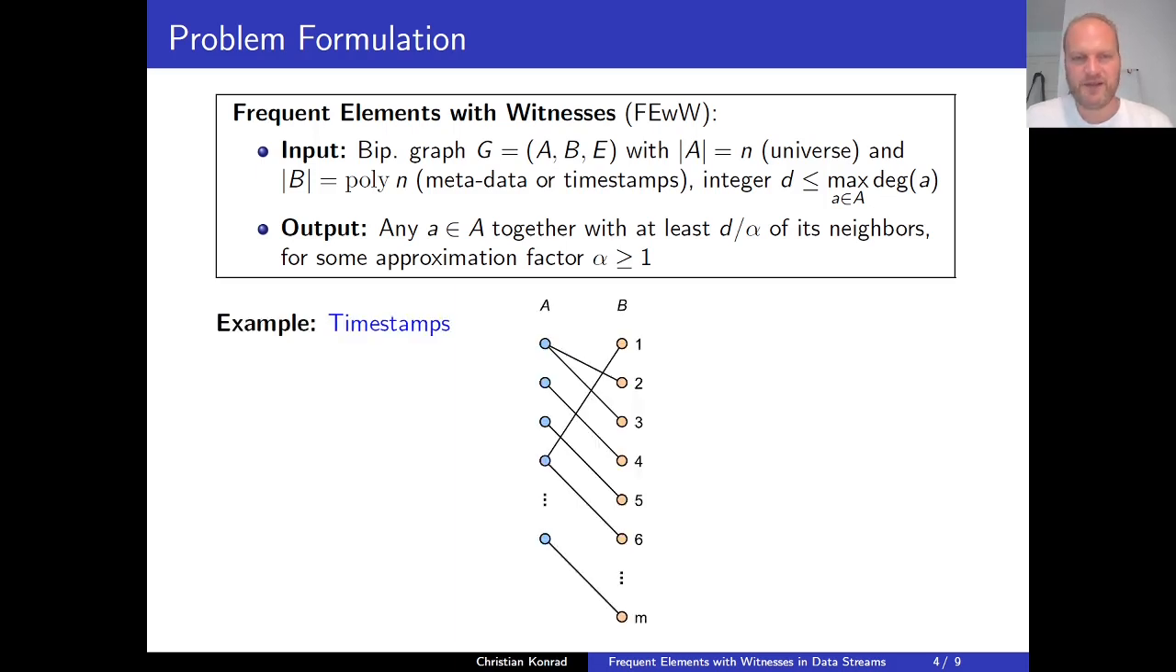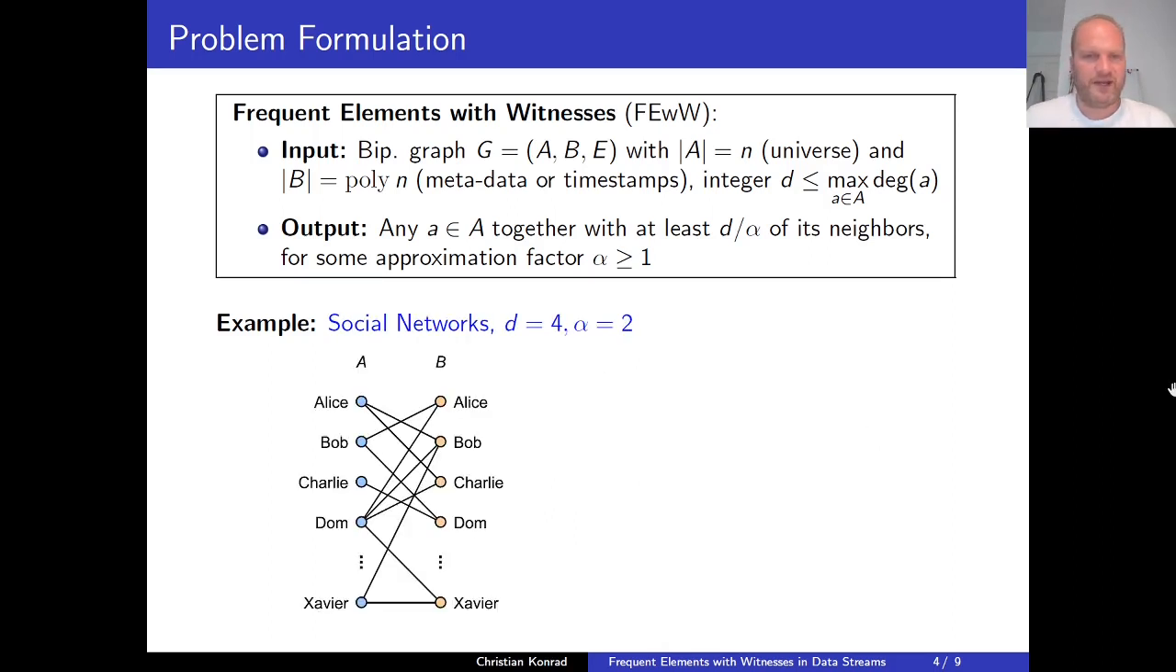So as an example, here we see, for example, the timestamps. If we have on the A side our universe, then this would mean that the item arriving at time step 1 would be this one, the item arriving at time step 2 would be this one, this item arrives again at time step 3. So we can model the timestamp example here with a graph. But it allows for other examples as well.